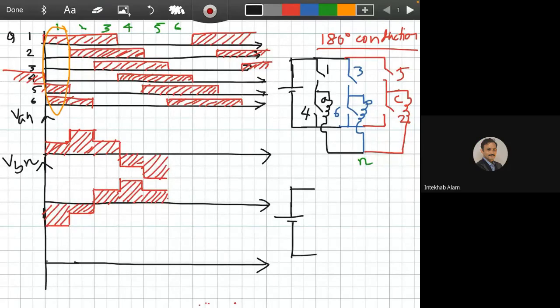I'm just drawing. Which switches will remain on in mode 6? Switches 4, 5, 6. Switch 4 is a lower bank switch, 6 is also a lower bank switch, and 5 is the only upper bank switch.